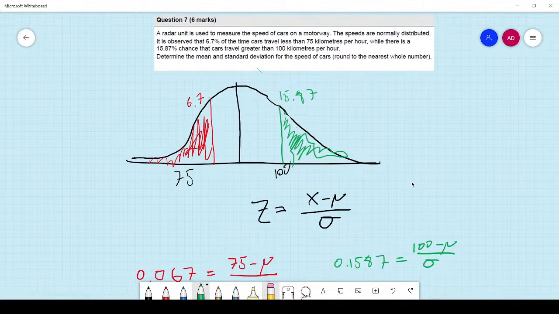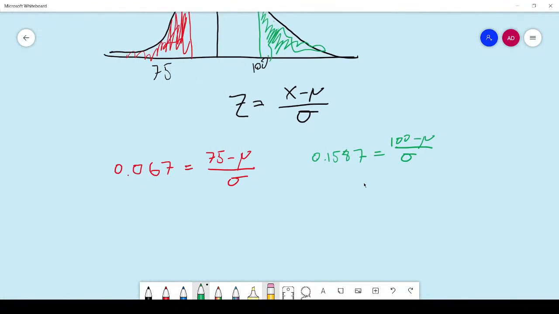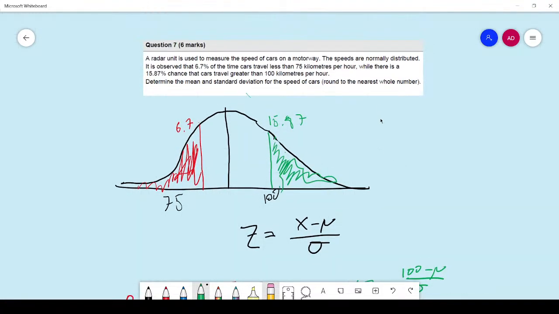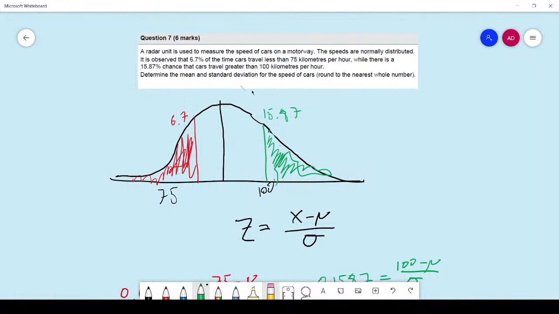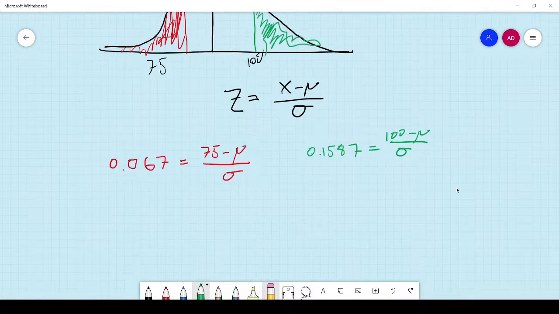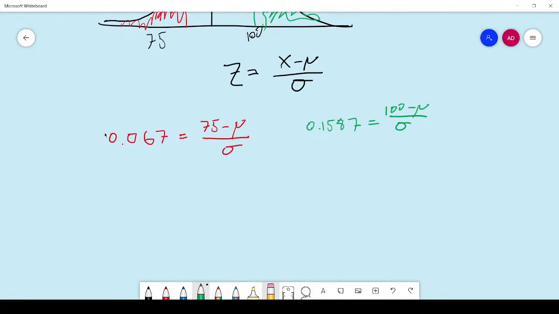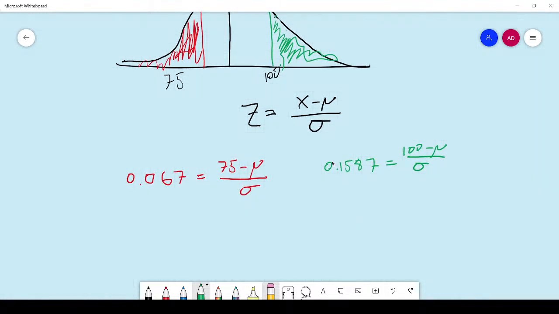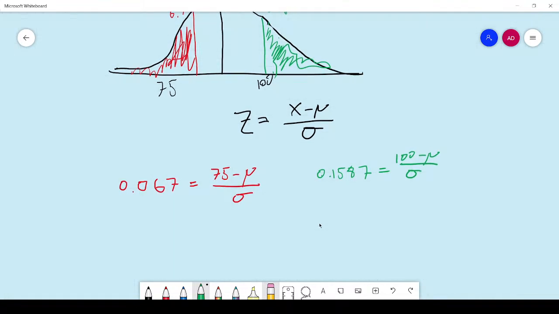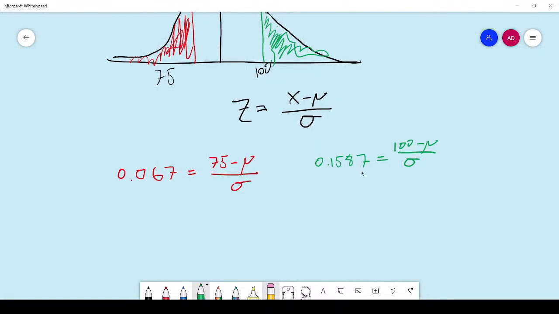What's the question again? Determine the mean and standard deviation of the curves. The speeds are normally distributed, 6.7% of the time here, 15.87% of the time here. Right, so if we do have to use the Z tables, the only thing that's going to change is this value here. So let's just work with this and see if we get a reasonable answer. If not, then we can't straight away use this percentage, and we'll have to use the Z tables. But I think this should be fine.